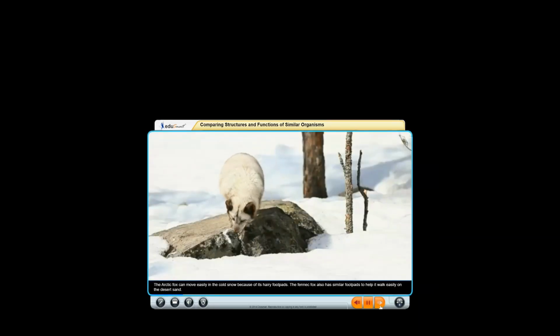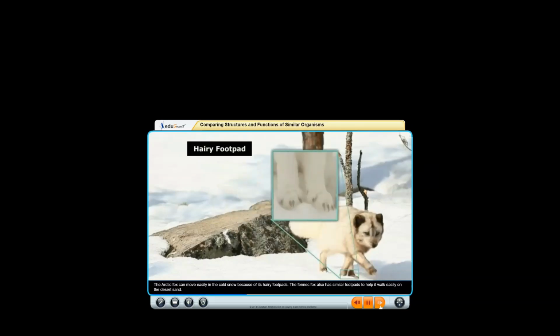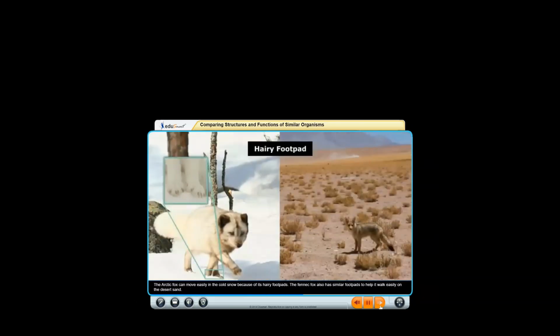The Arctic fox can move easily in the cold snow because of its hairy foot pads. The fennec fox also has similar foot pads to help it walk easily on the desert sand.